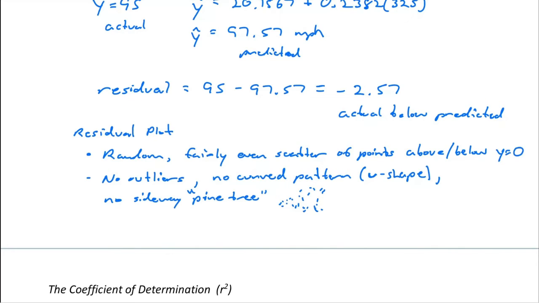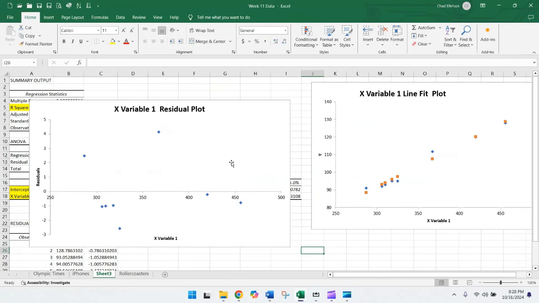Let me go back to Excel for a minute and show you the residual plot again. If we look at this residual plot, you'll notice that there's not really any pattern here. The points are just kind of above and below.